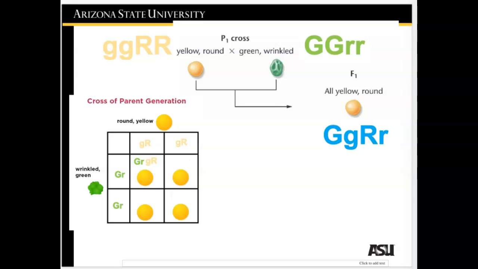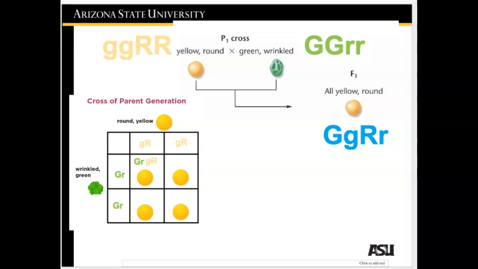As we cross the parents using our Punnett square, we know that all the offspring will be doubly heterozygous, or both traits would be heterozygote. The genotype for the F1s would be big G, little g, big R, little r.